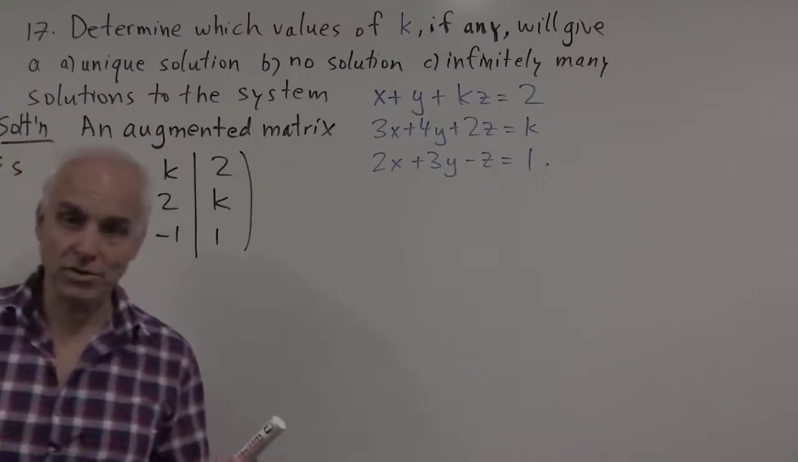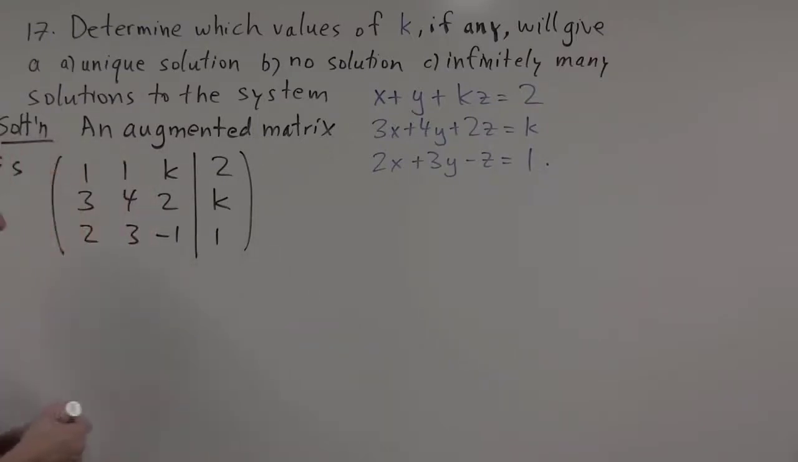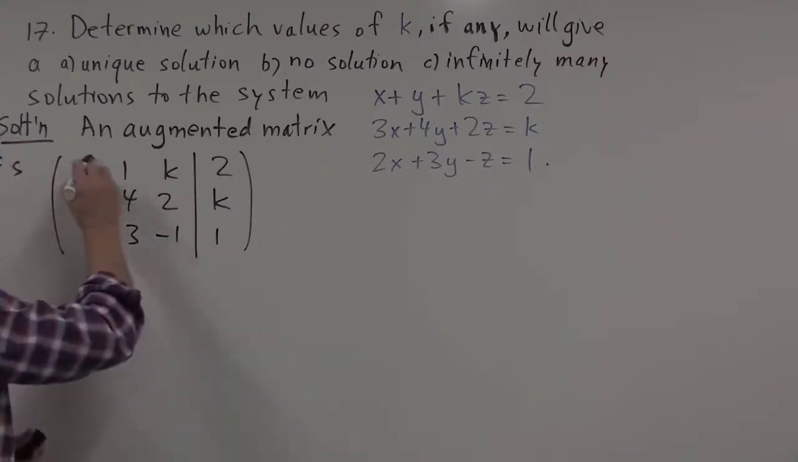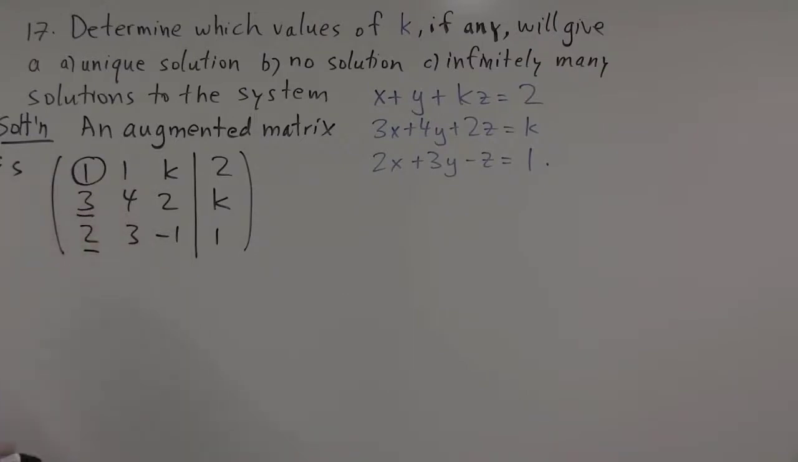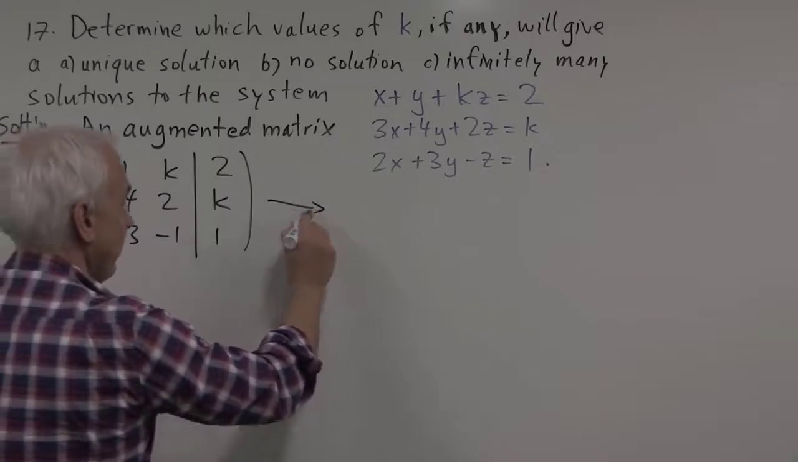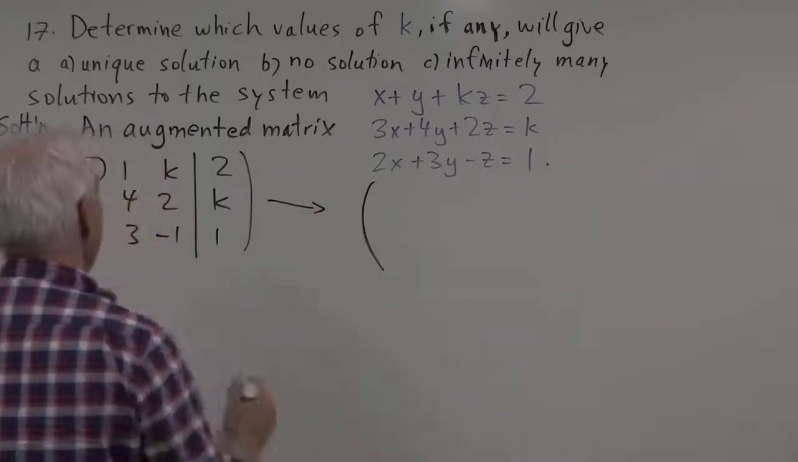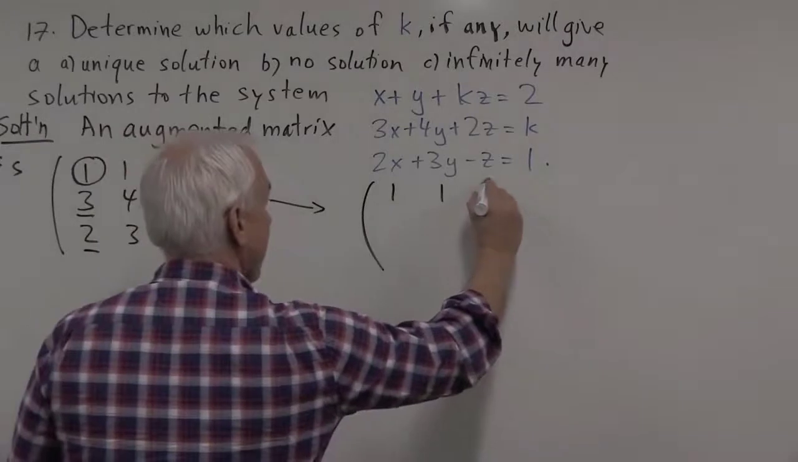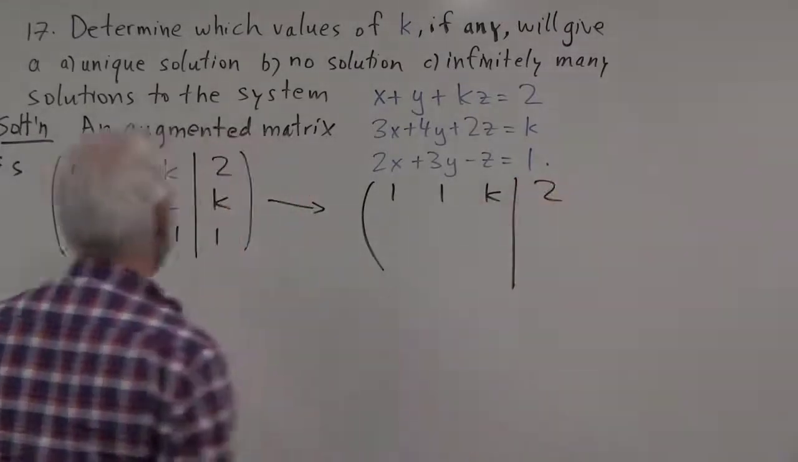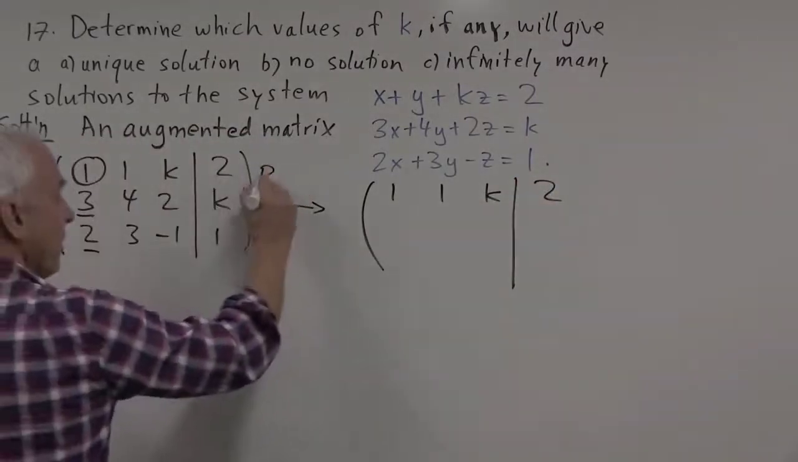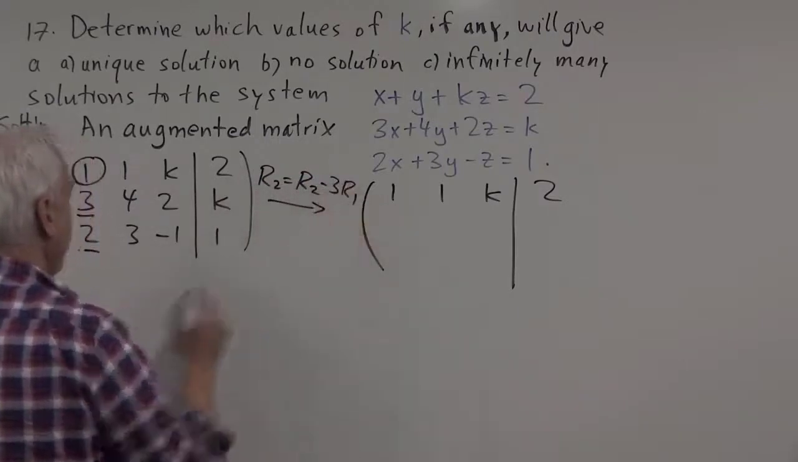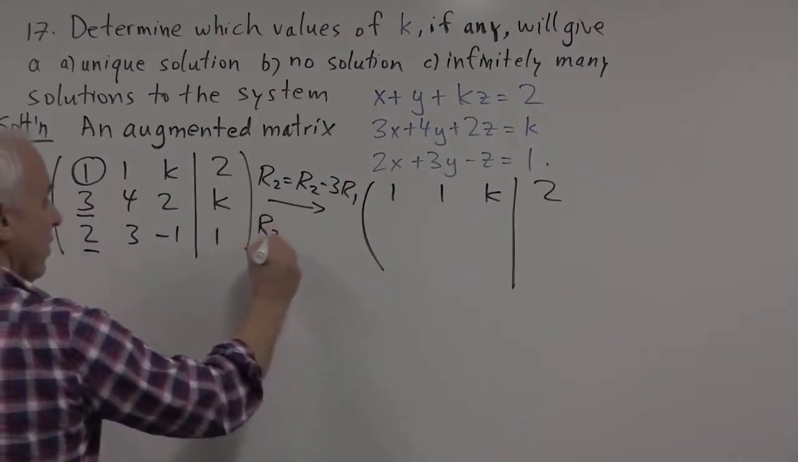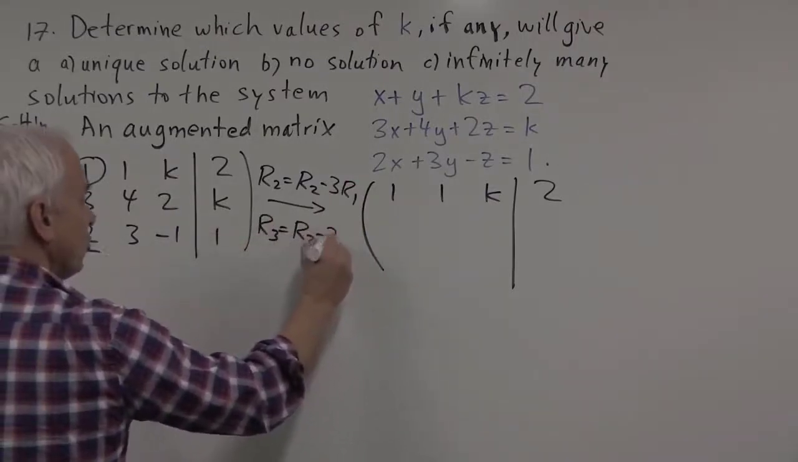All right, now we're going to row reduce, just as we usually do. Try to ignore the fact that there's a k instead of a number. So we'll start with this entry here as a pivot entry, and we're going to use it to eliminate the entries in the column below it. So what happens? This will still be 1, 1, k, 2. That first row doesn't change. And our new row 2 will be row 2 minus 3 times row 1. And our new row 3 will be the old row 3 minus 2 times row 1.